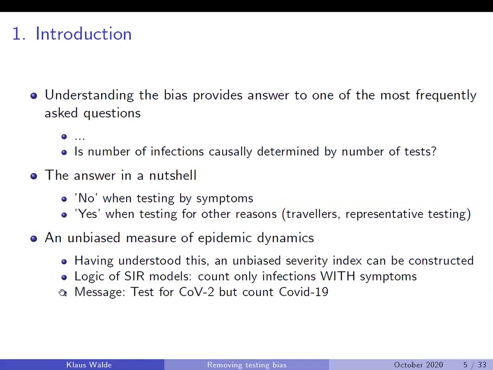So the message is simply: test for CoV-2. I mean, testing is extremely important. We want to identify people who are infectious to others, who can infect other people. So test for CoV-2, but count COVID-19 cases. But we will come to this.